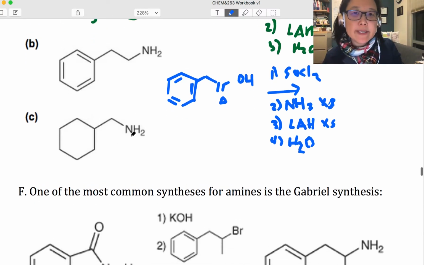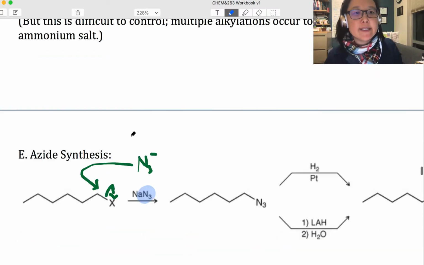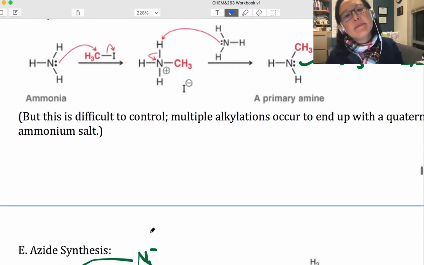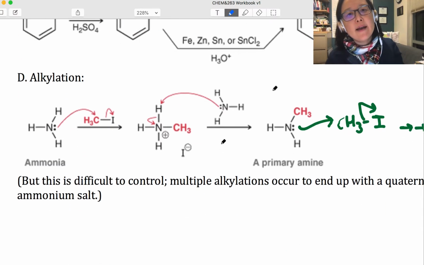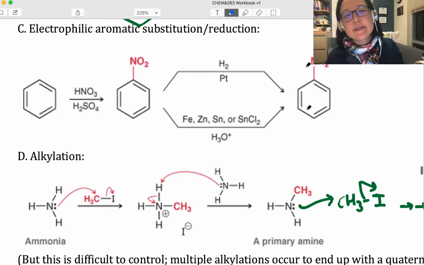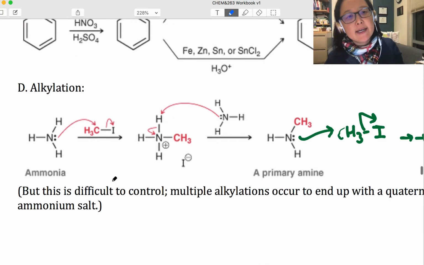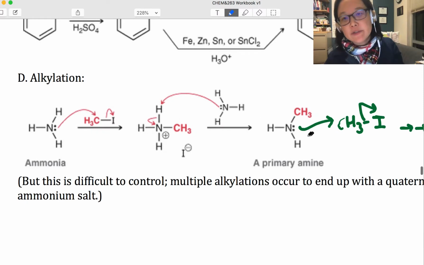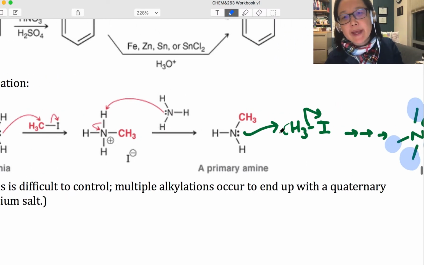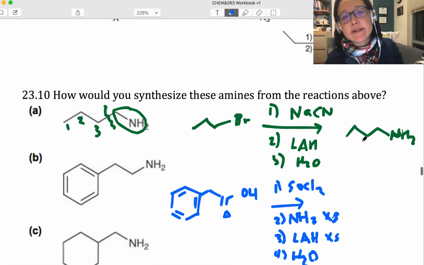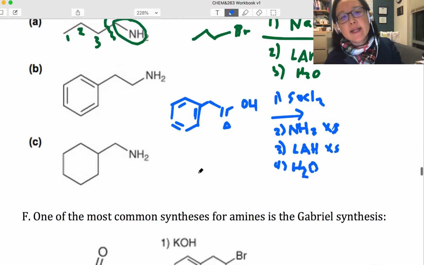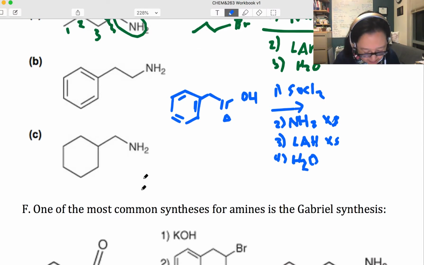And then this last one, you can pick any of the other syntheses. We could pick the azide synthesis. We can't do this one because we need a benzene ring to do that one. This is to make aniline. So aniline is a good common name to know. That's aniline. Let's see. We could do this one, but again, this one's problematic because it's hard to control it so that it doesn't do multiple alkylations. So let's do the azide synthesis.